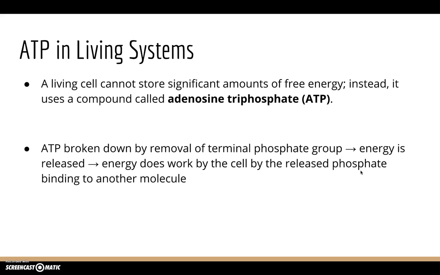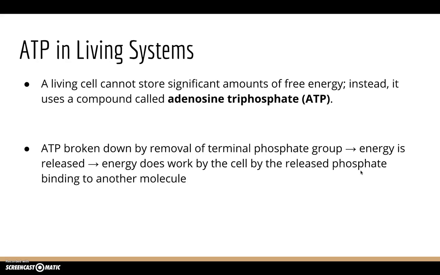A living cell can't store significant amounts of free energy. Excess free energy would result in an increase of heat in the cell, which would result in excessive thermal motion that could damage and then destroy the cell. Instead, a cell must be able to handle energy in a way that enables the cell to store the energy safely and release it for use only as needed. Living cells do this by using adenosine triphosphate, or ATP.